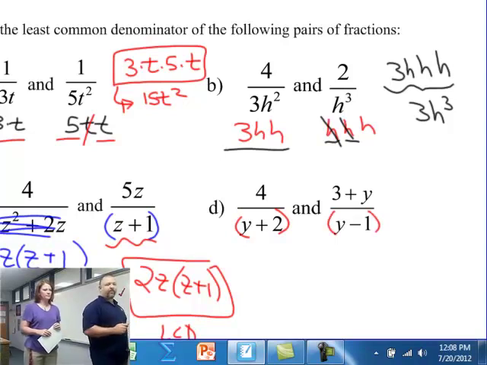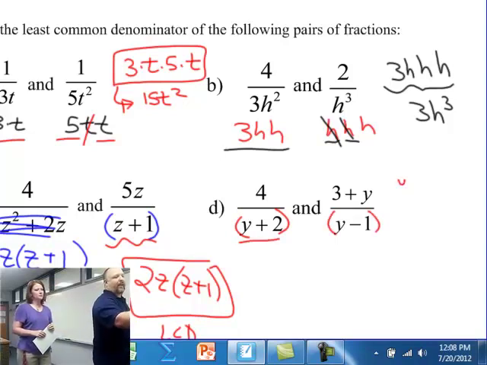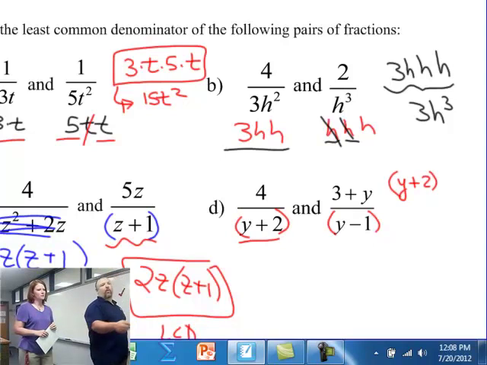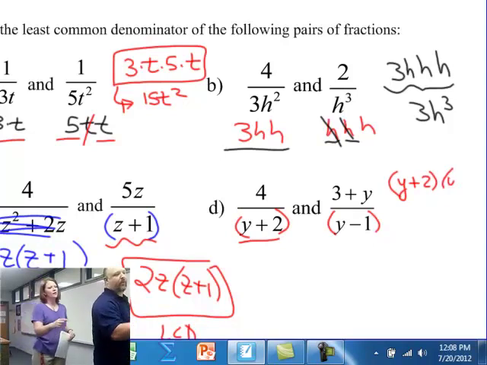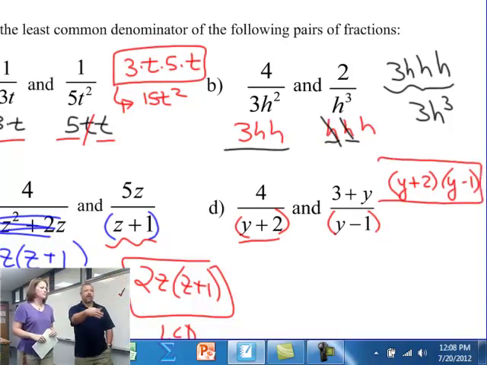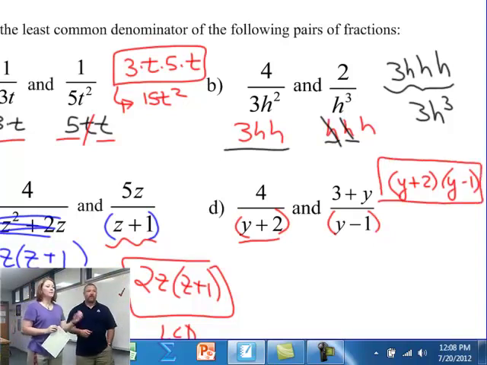So our least common denominator is everything from the first one, y plus 2, and then anything that's new from the second one. Well, y minus 1 is new. So you mean to tell me that the y's can't cancel? No, there's nothing in common between y plus 2 and y minus 1. The plus and minus, you can never, ever cancel when there's a plus and a minus. Ever.